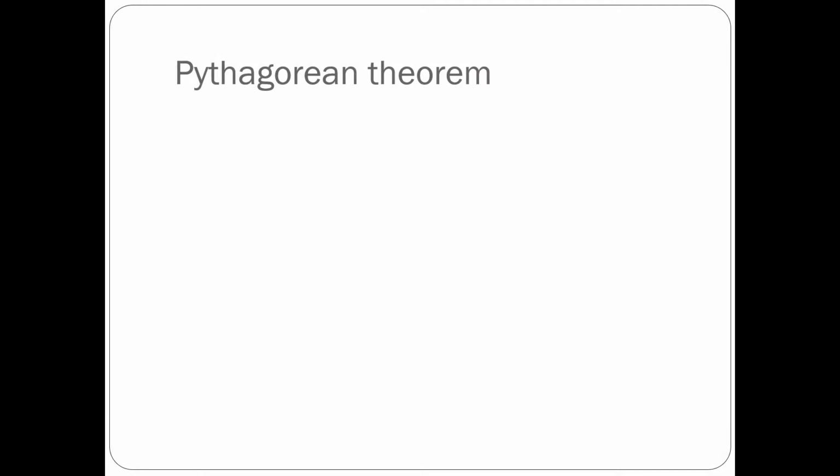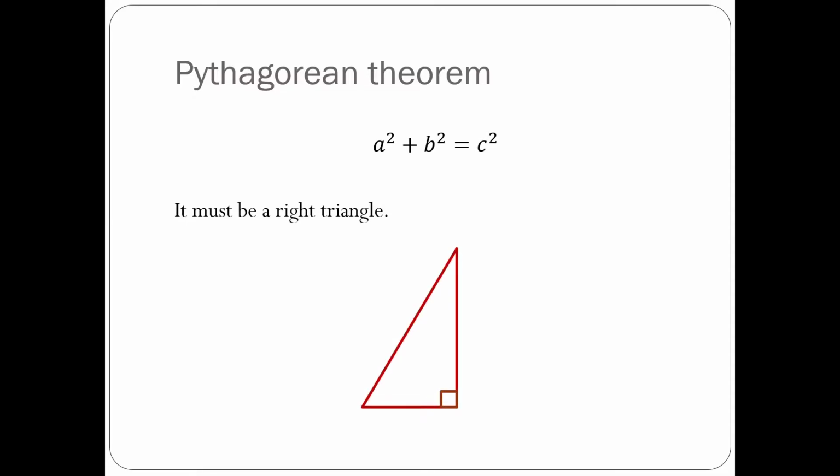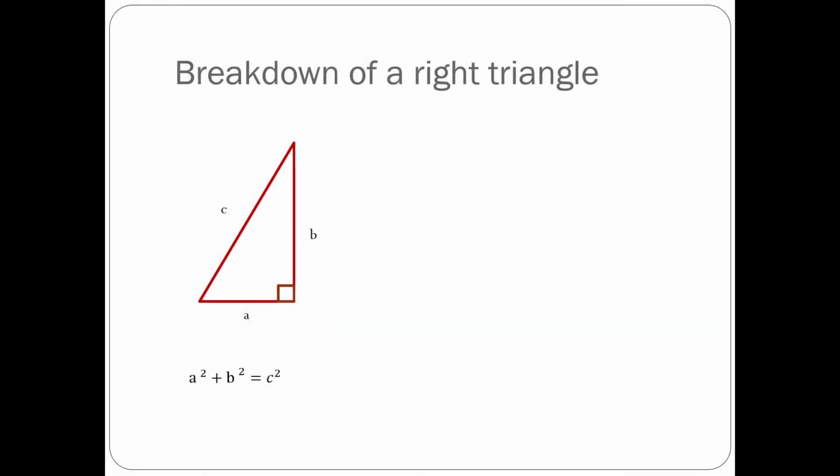Let's recall another math concept, the Pythagorean theorem. A squared plus b squared equals c squared. Remember that the Pythagorean theorem can only be used on right triangles. A and b could be the base or height, but side c had to be the hypotenuse. How does this transfer to 2D displacement?